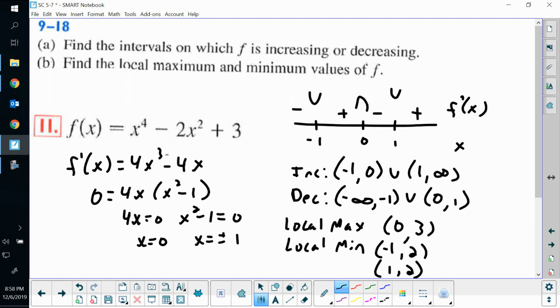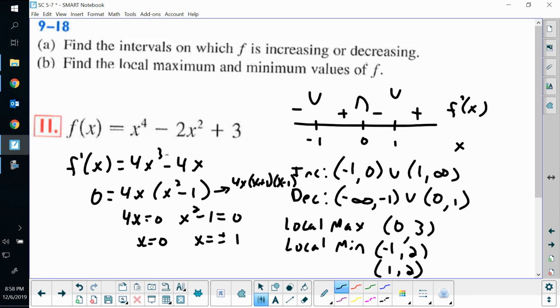The bottom numbers are x's there, and our tests are coming from f prime of x, subbing in the factored form. Now, if you wanted, you could have made this even easier on yourself, doing 4x, x plus 1, and x minus 1, and that would have maybe made life easier when you're subbing in. You should have got minus plus minus plus, increasing negative 1 to 0 and 1 to infinity, decreasing negative infinity to negative 1 and 0 to 1. Local max at 0, 3, and local mins at negative 1, 2, and 1, 2.